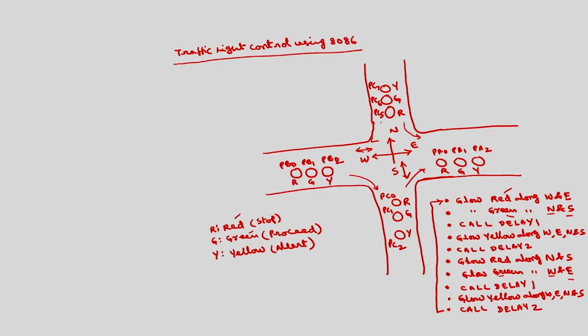So, in the last class we were discussing traffic light control using 8086. I have given the arrangement. Now we have to write the program, so I will write the program here.